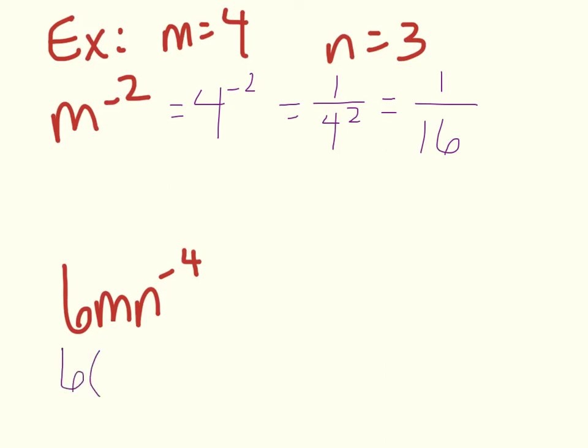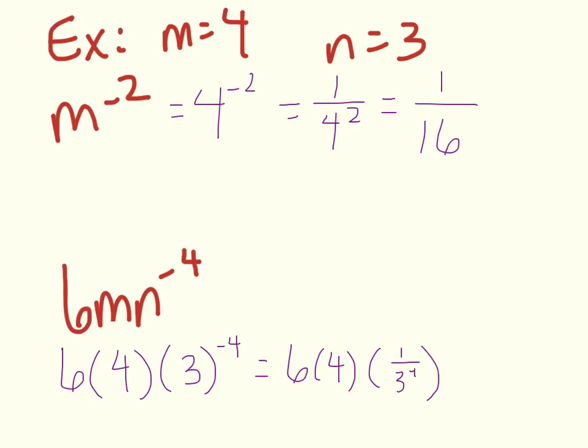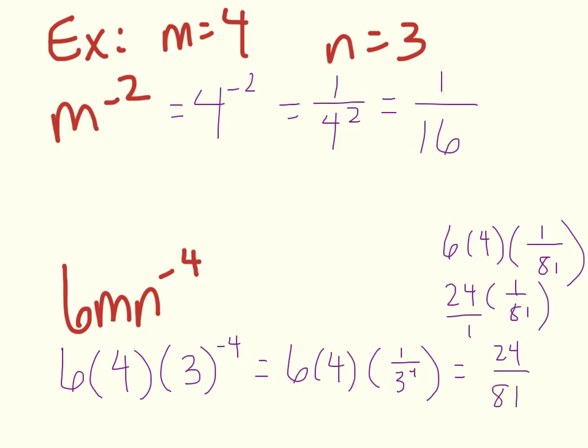And then the last one, 6m n to the -4th. So let's just substitute it in: 6 times, and m is 4, and n is 3, and then the 3 is to the -4th power. So that means I'm going to do 6 times 4 times 1 over 3 to the 4th power. So I'm going to do 6 times 4 times 1 over 81, because 3 times 3 is 9, 9 times 3 is 27, 27 times 3 is 81, and then I'm going to multiply 24 times 1 over 81, so I have 24 over 81, I can divide them both by 3, and I get 8 over 27.